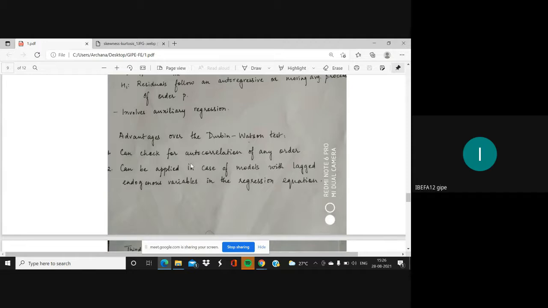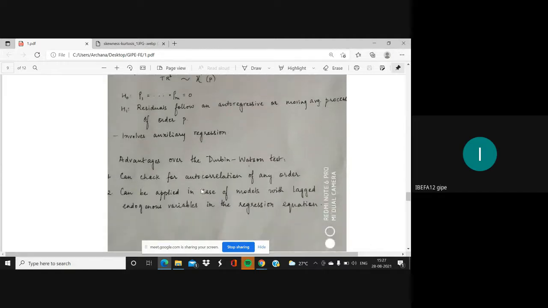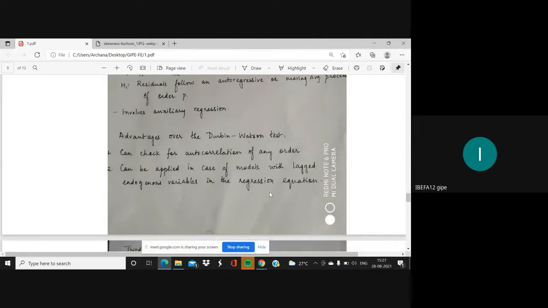Now, there are some modifications of this test, if I remember it right. You cannot apply it if your model has lagged endogenous variables. So for example, if your dependent variable is y t and in your list of explanatory variables you have y t minus 1, y t minus 2 and so on, in that case you will not be able to use the Durbin-Watson test, whereas you can still use this test, the LM test, the Lagrange multiplier test. Ma'am, you can't use Durbin-Watson, but you can use Lagrange multiplier when you have lagged endogenous variables. Yeah, that's what I'm saying.